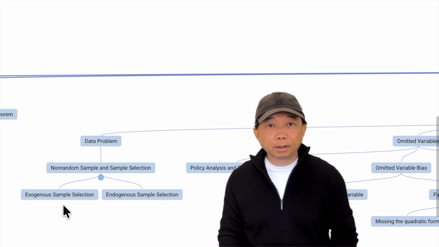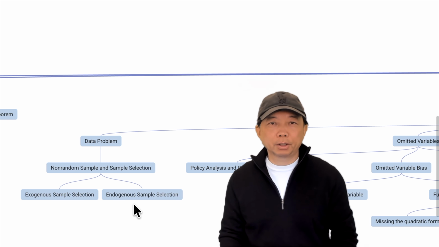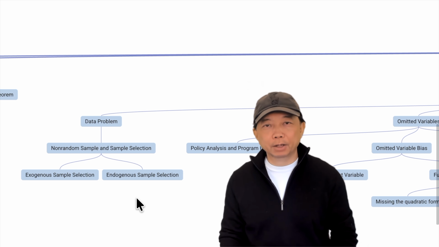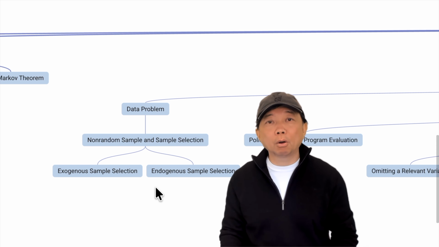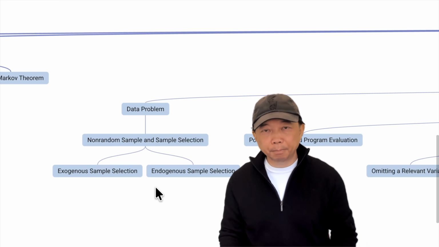Today, we discussed the difference between the exogenous and the endogenous sample selection. Missing data results in a nonrandom sample, but not all nonrandom samples lead to biased and inconsistent OLS estimates for the population model. If the data missingness is based on the explanatory variables we have already controlled for in the model, then it is the exogenous sample selection, and the OLS estimates will be unbiased and consistent.